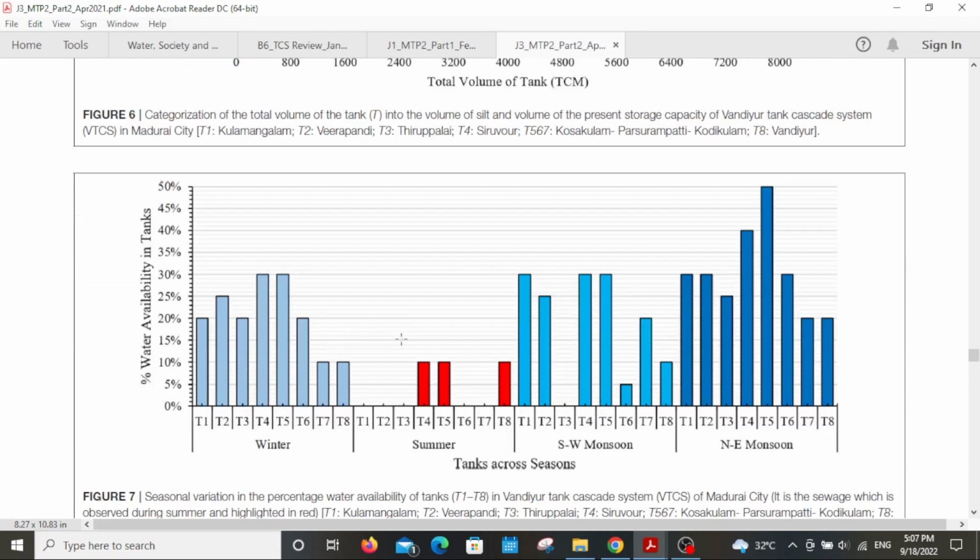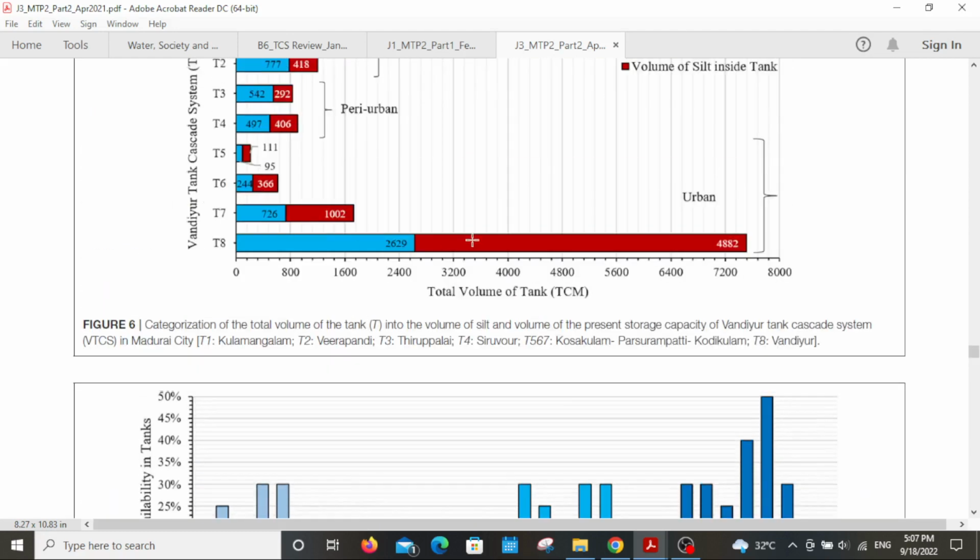We also found the water availability in the tanks across each of the seasons, that is winter, summer, southwest monsoon, and northeast monsoon. And we found that the water availability is very less during summer. And in general also the water availability is very less across each of these seasons. For example, the maximum water is available during northeast monsoon, reaching just 50% of the total storage capacity. And remember, when I say this is the percent water availability in the tanks, this is excluding the silt.